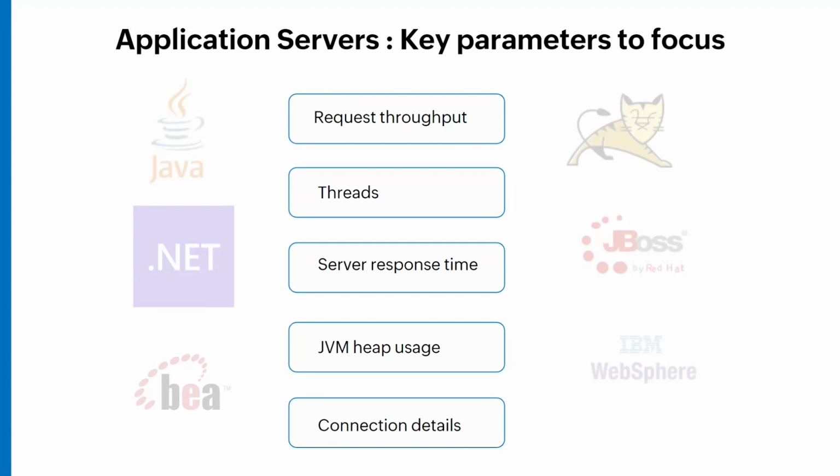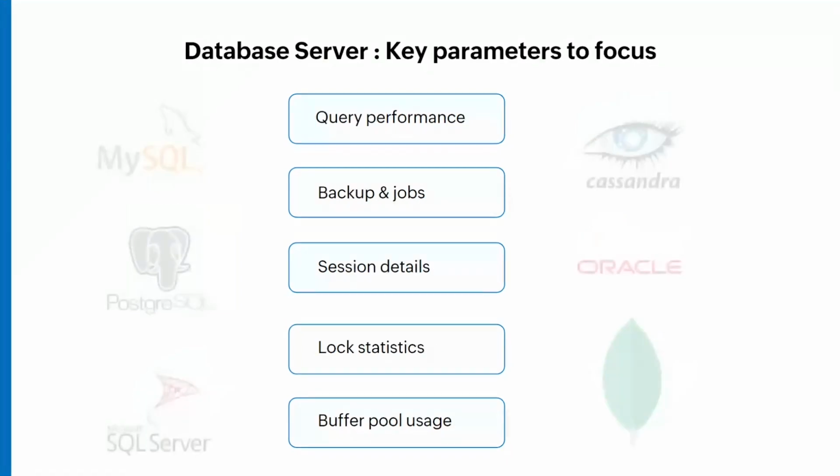Now, when it comes to database servers, the KPIs you need to focus on is query performance. Now, query performance is one of the most critical KPIs. Tracking query performance will enable you to identify which queries are slowing down your databases. Applications Manager can list all the slow performing queries that are affecting your database.